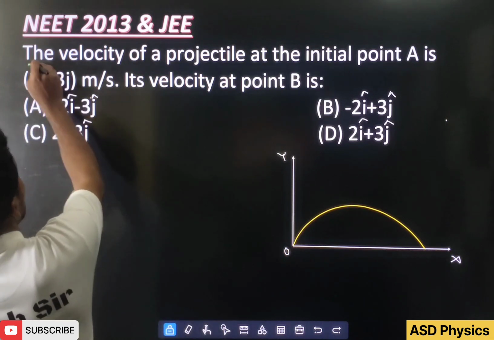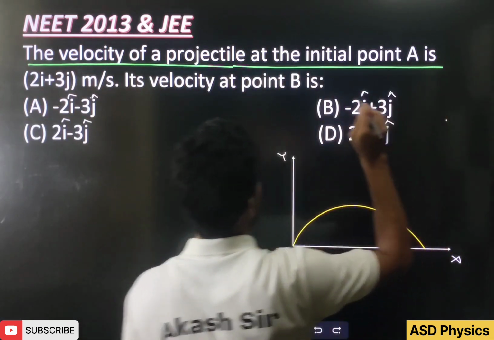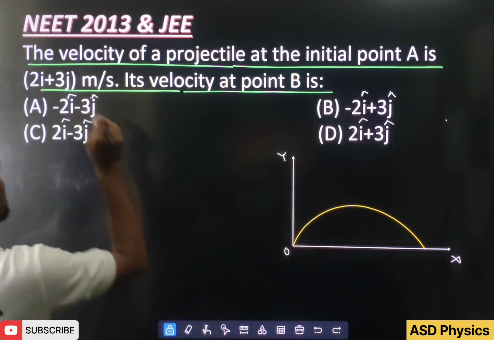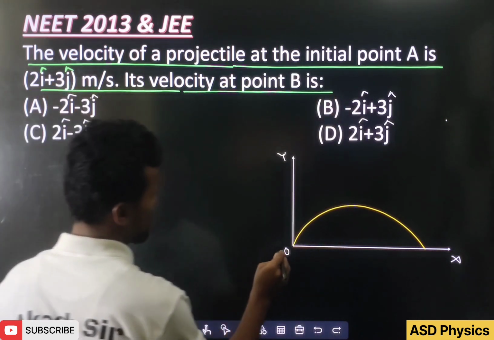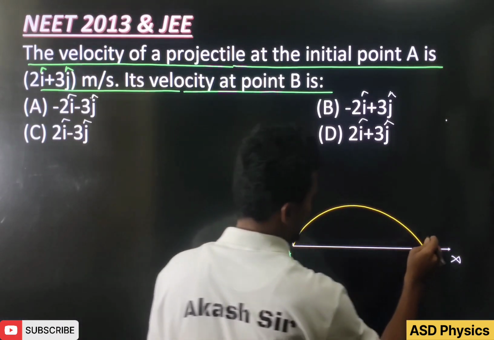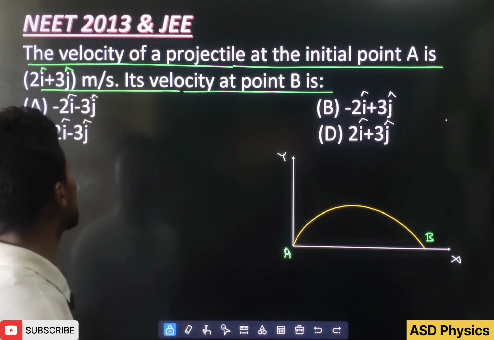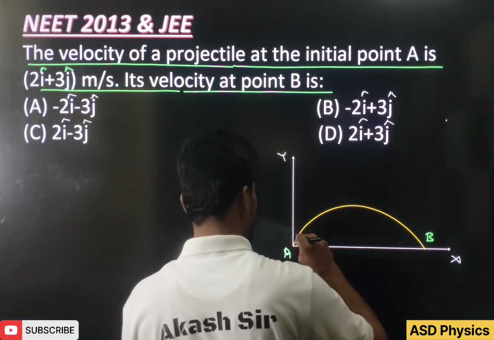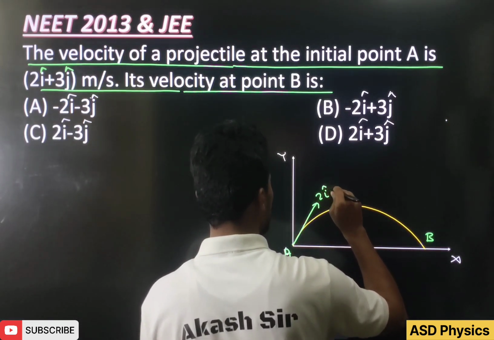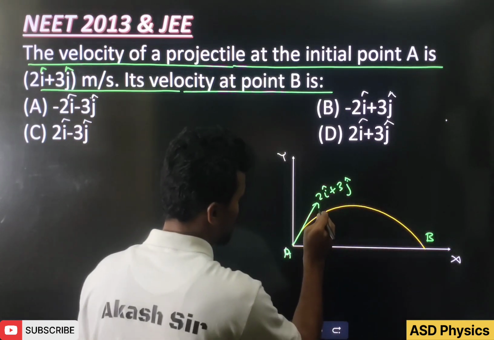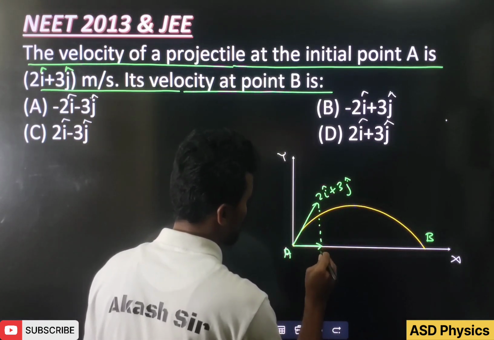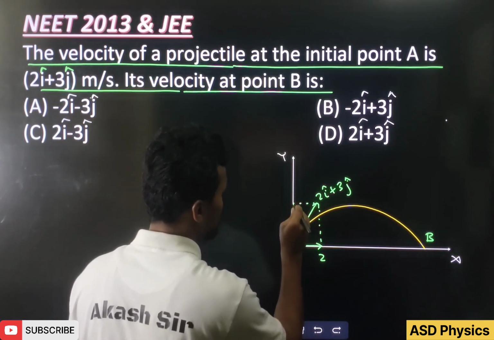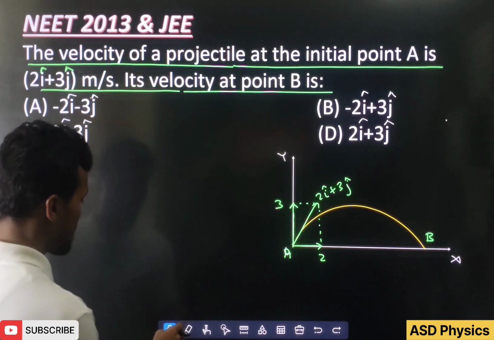Next one, let's say this is the question. The velocity of a projectile at the initial point A is 2i cap plus 3j cap. Its velocity at point B is how much? Okay, so what is the question? Here they are taking this as point A, and here this as point B. So at point A, what is given? 2i cap plus 3j cap. So let me draw here. If I resolve the components, this is 2, or we can write 2i cap, and this is 3. So 2i cap plus 3j cap.